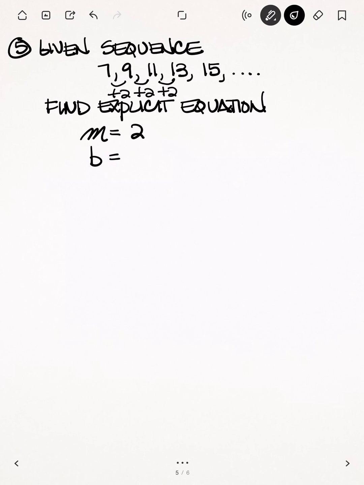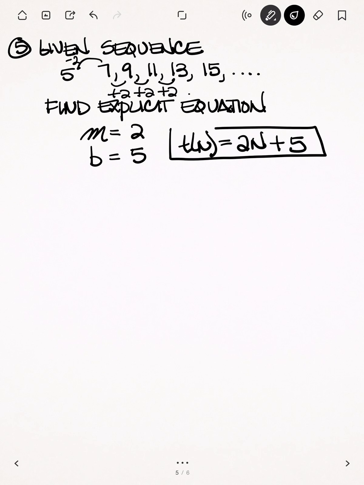My b, this is term 1. I want to find term 0. So I'm going to go backwards. And since I'm adding 2 going this way, I'm going to subtract 2 this way. And that means if I subtract 2, I'm going to get 5. So my b in this case is 5. And I have enough information to write an explicit equation. I say t of n equals m, which is 2, times n instead of x, plus b, which is 5. There is my explicit equation.